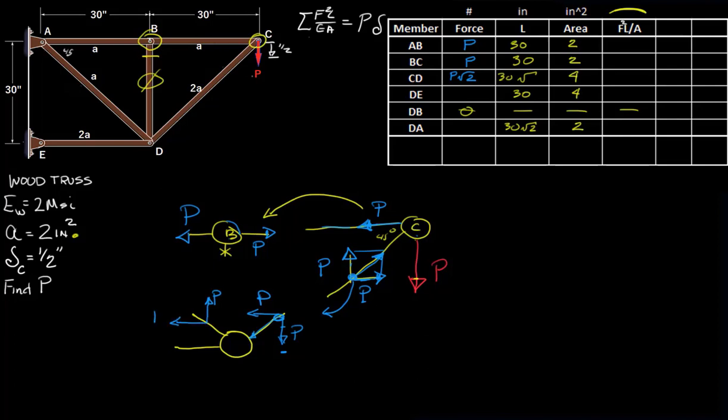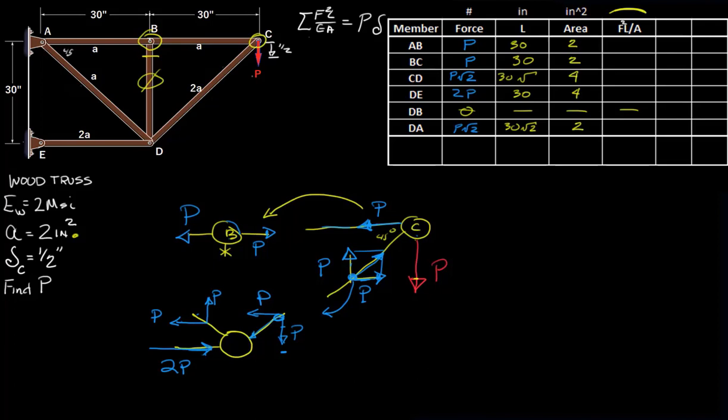And as such, it would have a P to the left. And we have 2P to the left, which means this member will be 2P to the right. So that's DE. So DE is 2P. And DA we now also have. DA is P square root of 2.